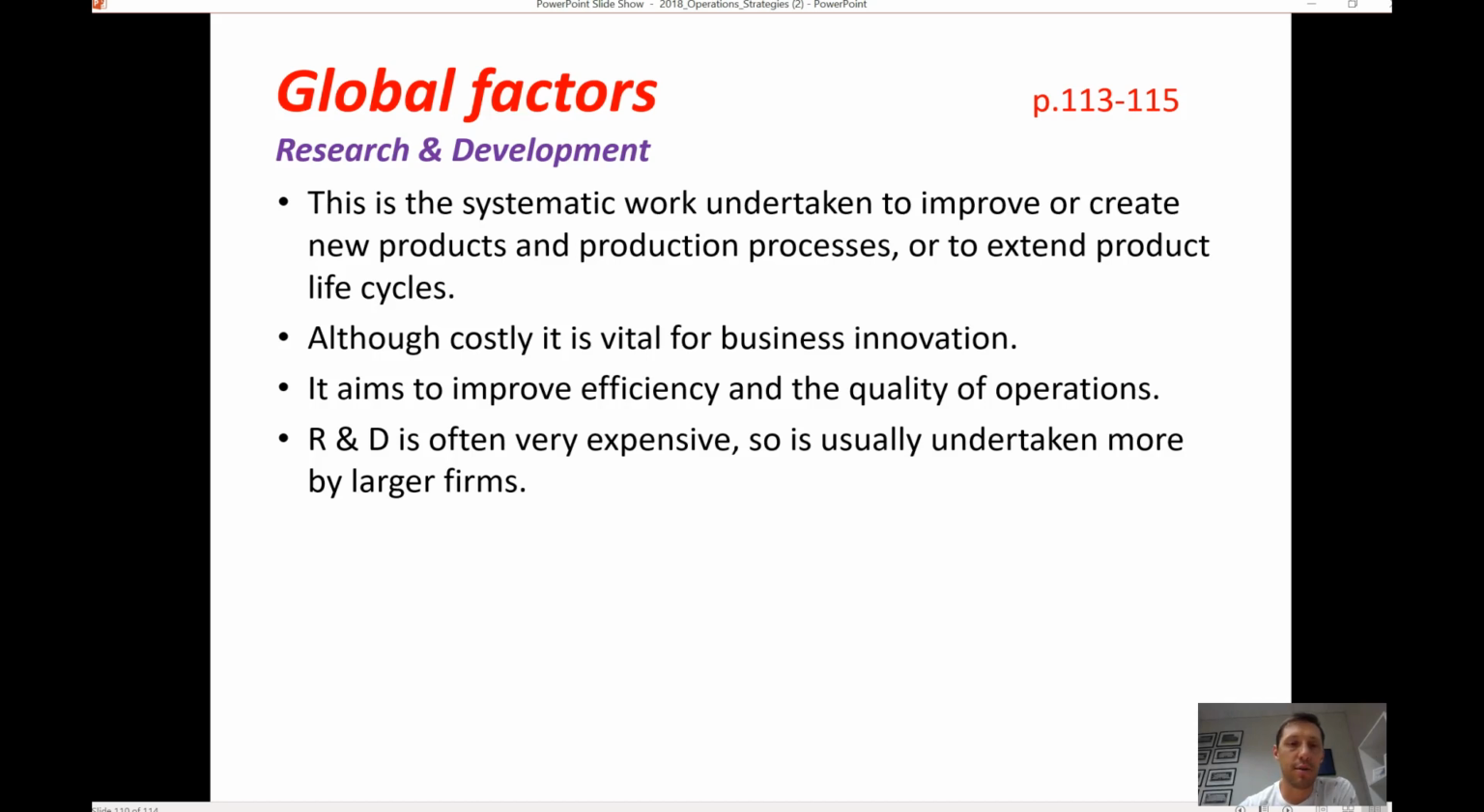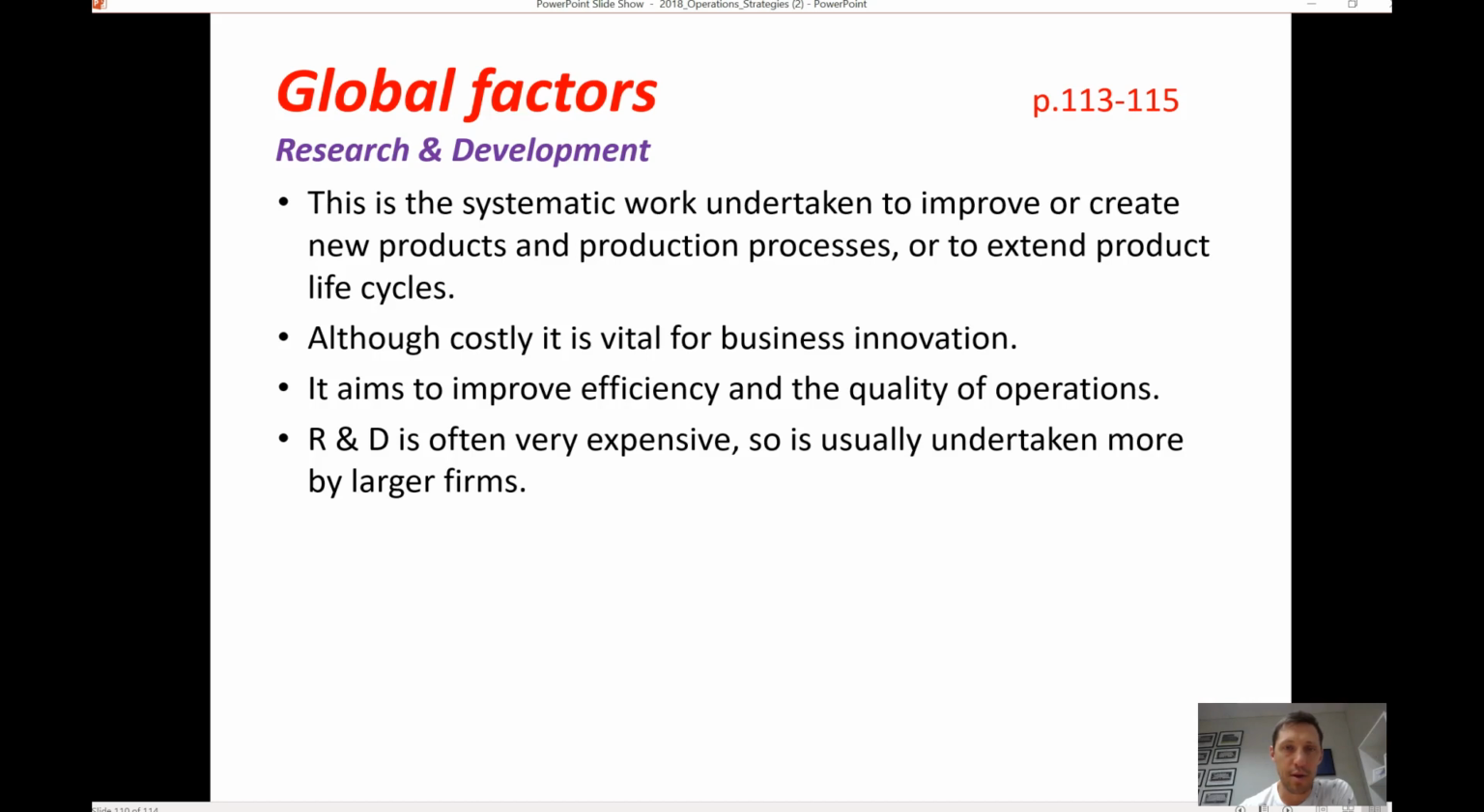And then finally, you've got R&D. So undertaking research and development on a global scale rather than just at a domestic level, to extend product life cycles or to improve or create new products and production processes. And that can be expensive, but it's generally vital for business innovation and the longevity of the business.